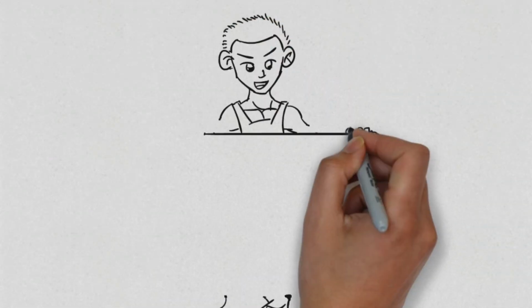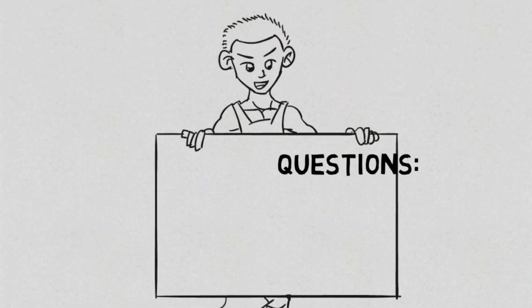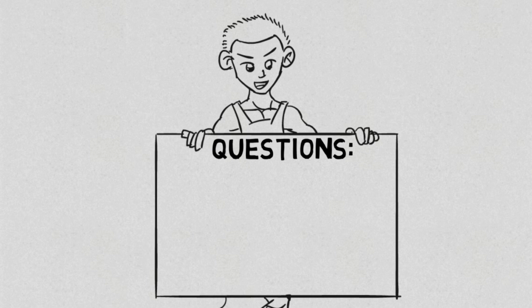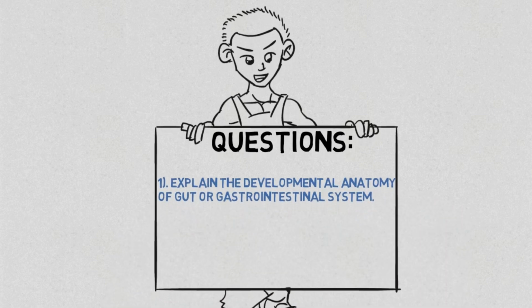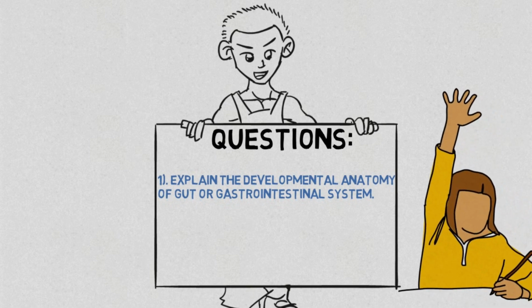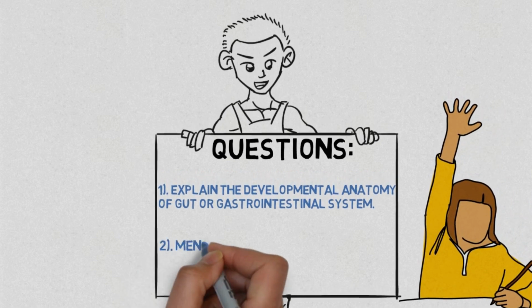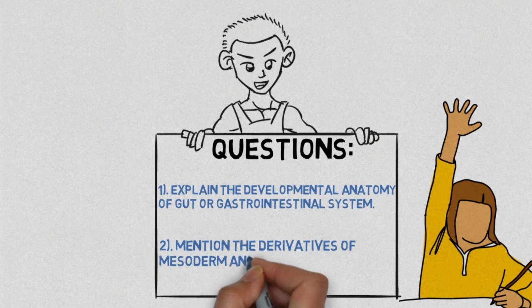Now the questions that may be asked in exams related to this topic are: number 1, explain the developmental anatomy of the gut or gastrointestinal system, and number 2, mention the derivatives of mesoderm and endoderm of the gut.